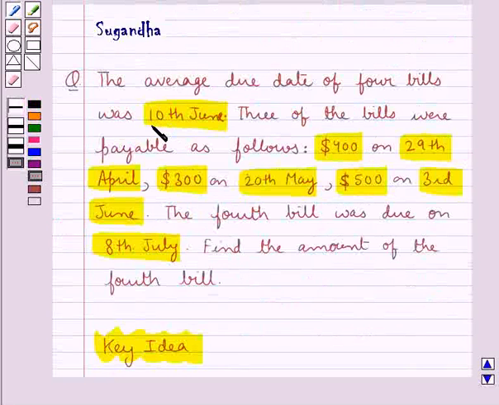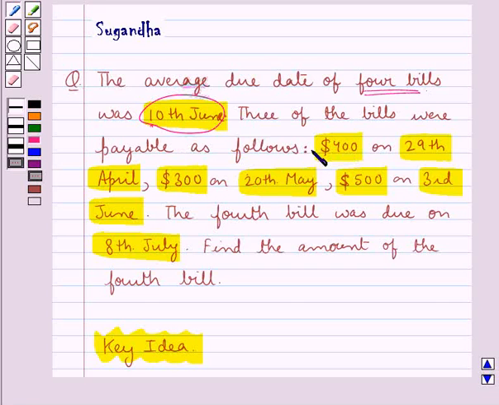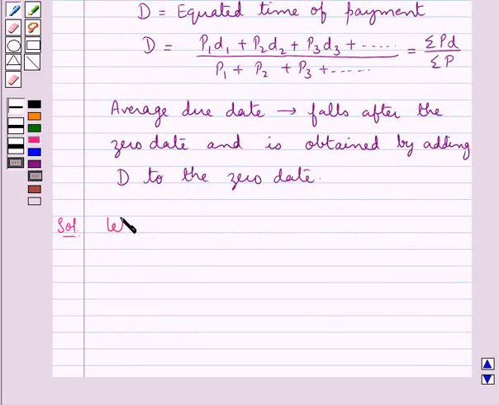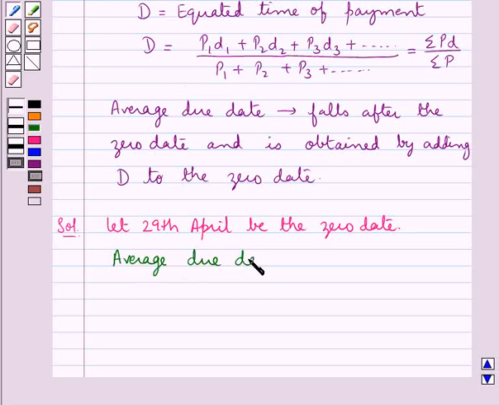Now in the question, we are given the average due date of the 4 bills and 3 of the bills were payable as follows. That is, we are given different payments for the different due dates. We are given the due date of the 4th bill also, and we are supposed to find the amount of the 4th bill. Now our first due date is 29th April, so we take 29th April as the zero date, and we are given the average due date as 10th June.